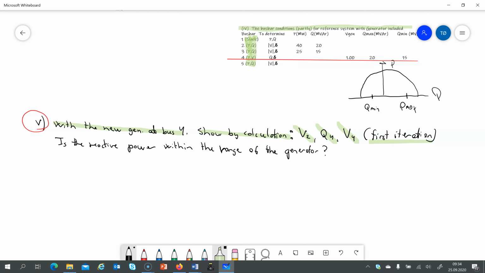The question is whether the reactive power is within the range of the generator, as I mentioned up here, and give an explanation. If you can't feed in so much reactive power, of course the voltage will typically fall at the bus, or it needs to draw from other buses.